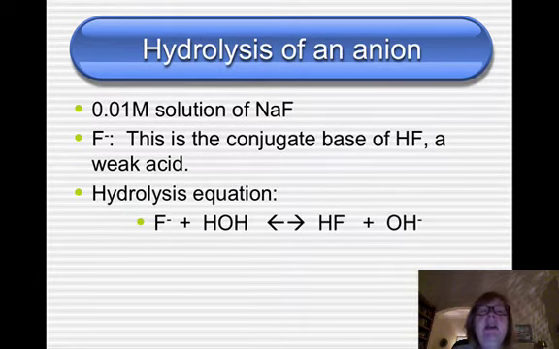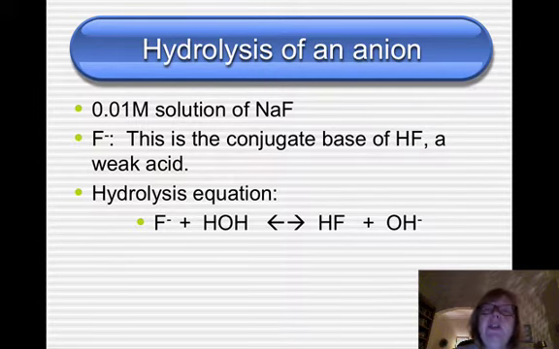So let's say that we had a 0.01 molar solution of sodium fluoride. That's a salt, an ionic compound, and it completely dissociates in water. Sodium fluoride is soluble. So the sodium ion right now, we're just going to ignore. We're just looking at the anion. So fluoride ion is the anion, and fluoride is the conjugate base of hydrofluoric acid, and that's a weak acid.